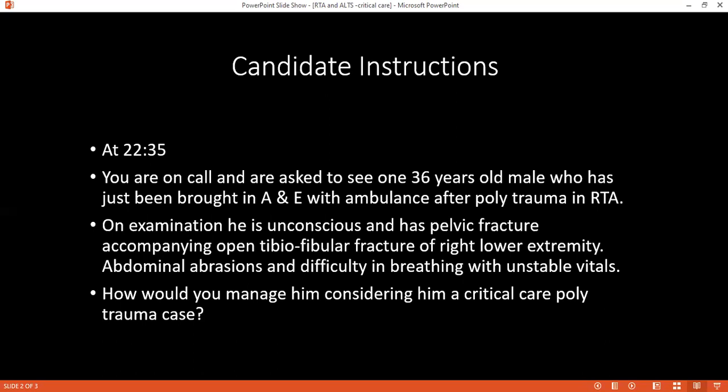I will check pulse rate. If it's less than 100, this is class 1. Between 100 and 120, this is class 2. 120 to 140 is class 3. For this patient, can you calculate and tell me? The patient had a pelvic fracture and an open tibiofibular fracture. Right. So what grade of shock is the patient in right now?